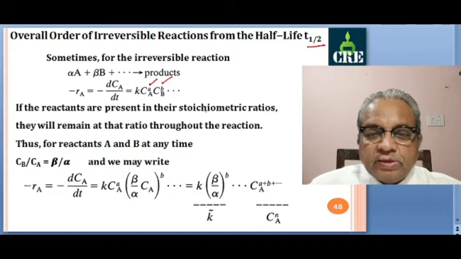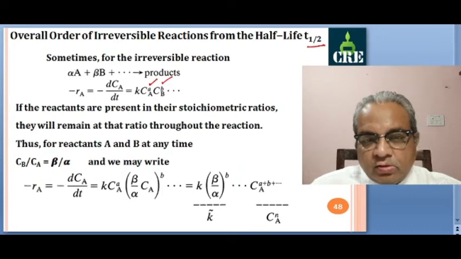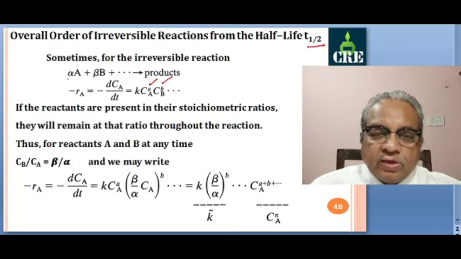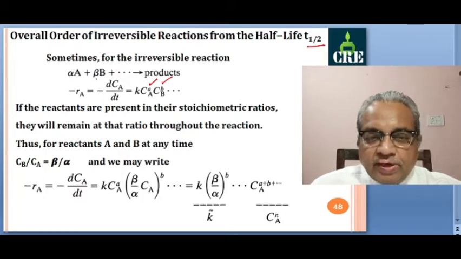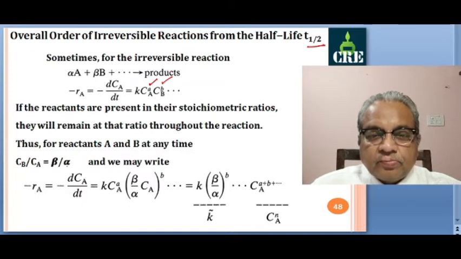If the reactants are present in the stoichiometric ratio, they will remain at that ratio throughout the reaction. If 1 mole is giving you 1 mole, the consumption ratio is 1:1. If alpha is equal to 1 and beta is equal to 1, that ratio will be maintained. Or whatever the ratio is, denoted by alpha and beta, that will be maintained. That means the concentration of B divided by the concentration of A will be beta by alpha, and that will be maintained throughout the reaction.